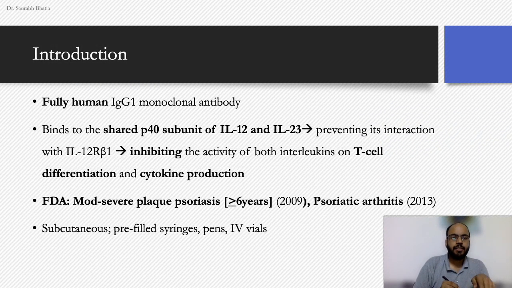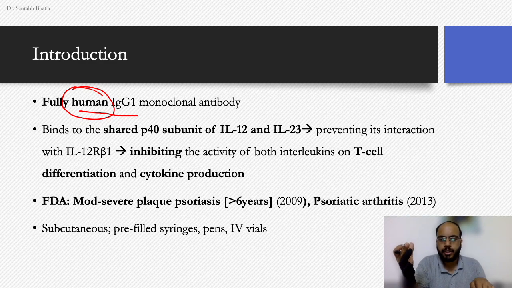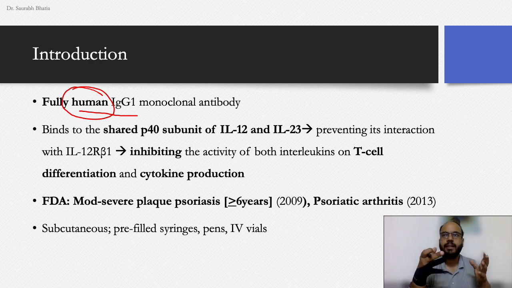Now, Ustekinumab is a fully human IgG1 monoclonal antibody. Remember that it is fully human. So what do we mean by a fully human biological? Number one, it's not chimeric. The protein structure is made entirely from a human derivative cell or a human cell line.